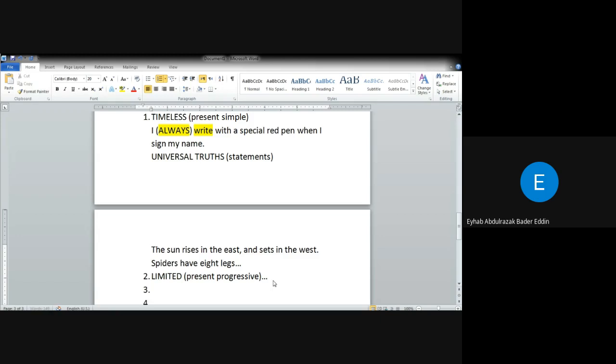So we call it limited because it doesn't stay for a long time and it doesn't always happen. It happens only at a certain moment. Okay? For example, I am writing with a green pen this time.